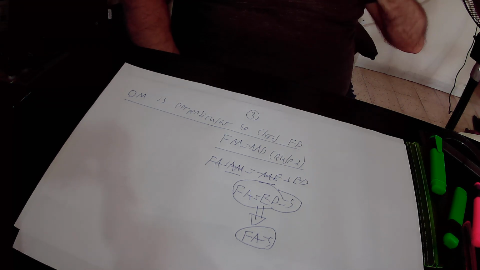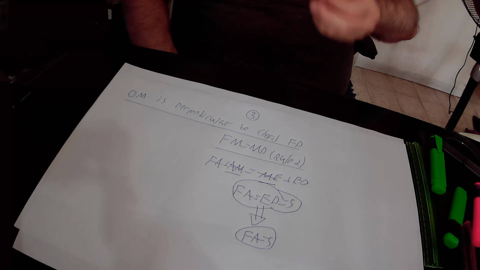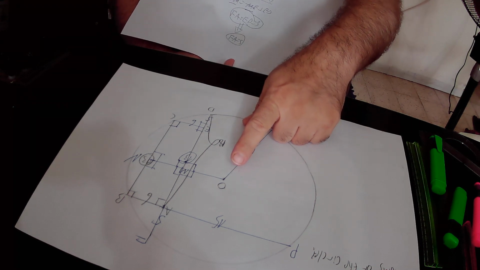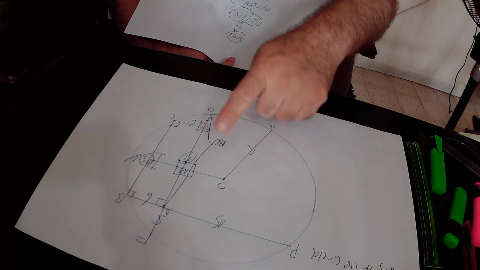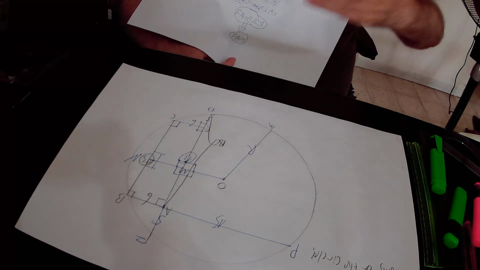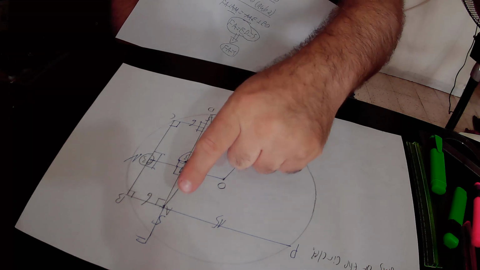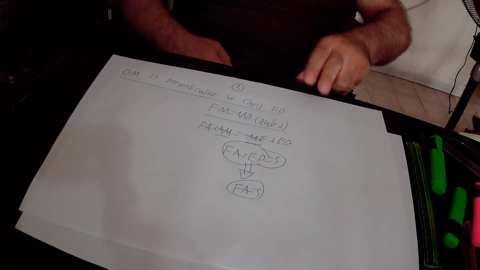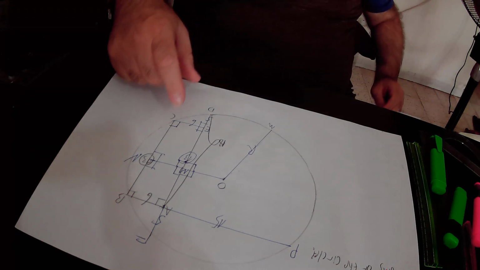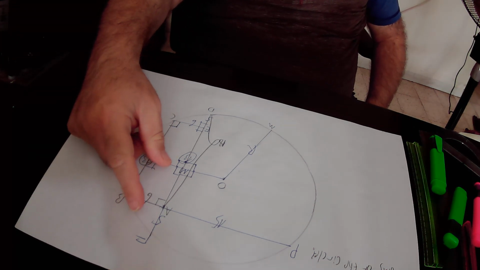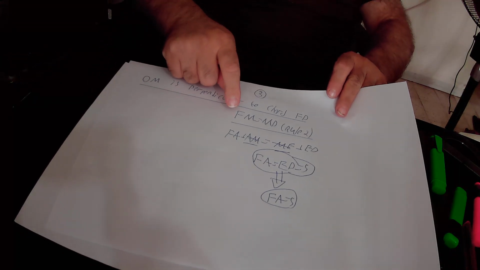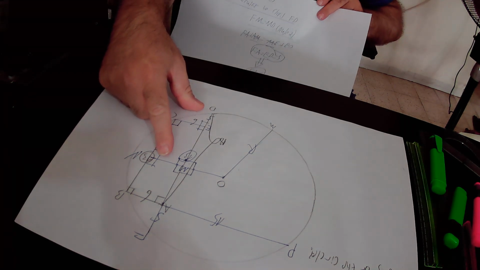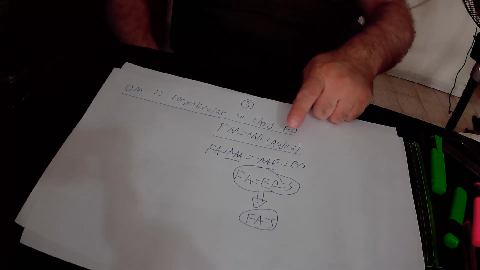Whenever from the center of the circle we have a perpendicular to any chord, it bisects the chord according to rule number 2. So from point O, the center of this circle, we have perpendicular OM to chord FD. Therefore, according to rule number 2, it bisects chord FD. That is to say, FM equals MD according to rule number 2. But what is the value of FM? FM equals FA plus AM. And what is the value of MD? MD equals ME plus ED.